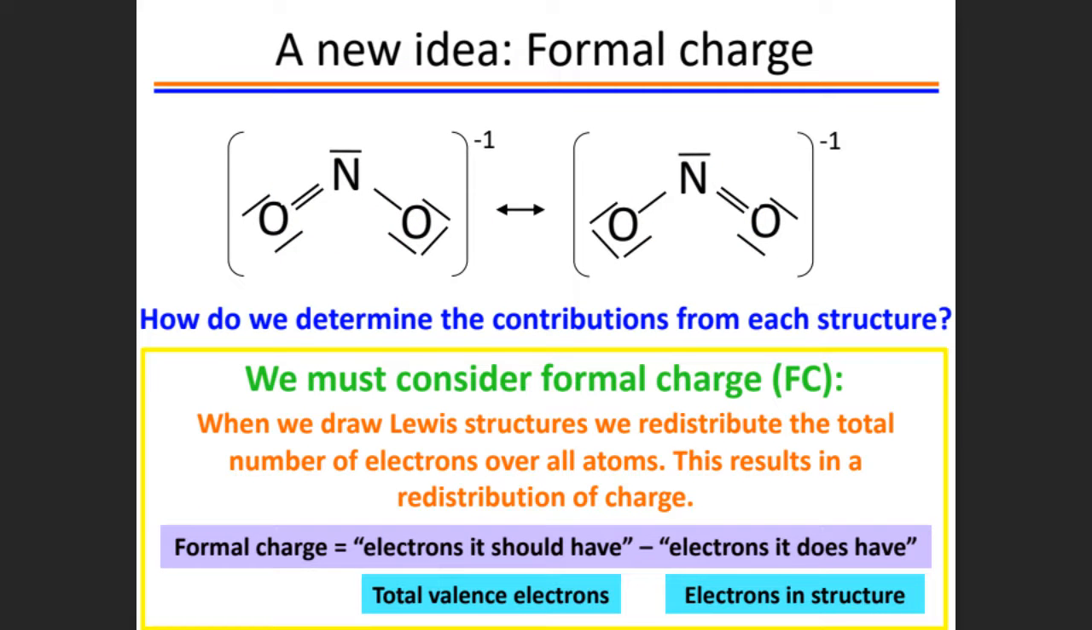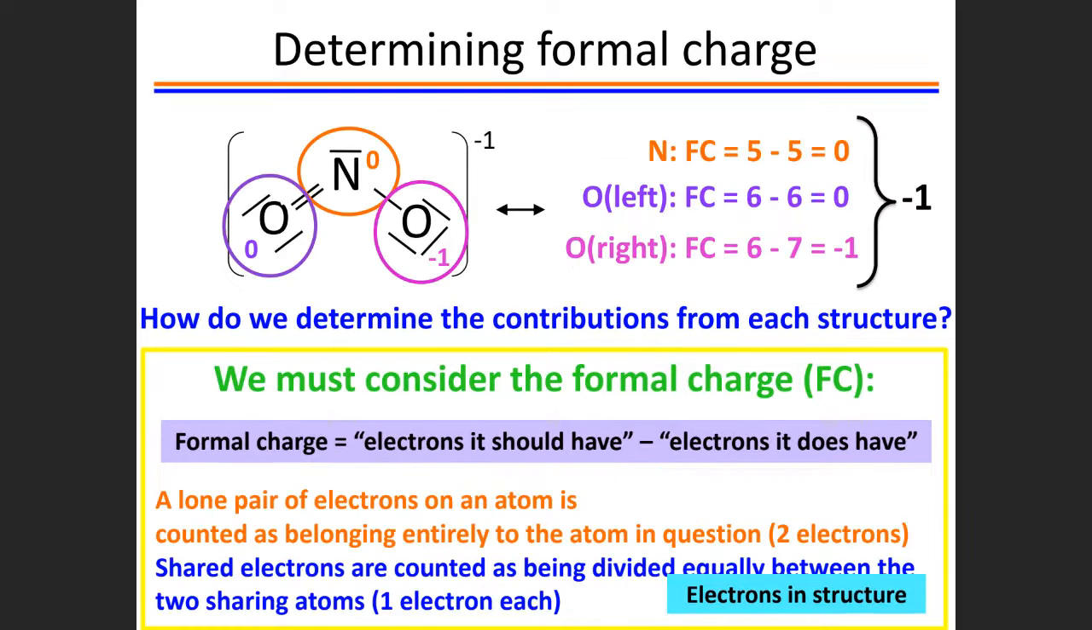When we draw a Lewis structure, we distribute the total number of electrons over all atoms. This results in a redistribution of the charge. So formal charge equals the electrons it should have minus the electrons it does have. That's why I'm telling you that 'does have' means the non-bonding one, and 'should have' means the valency, and also the bonding divided by 2. That's why I find this the easiest way to calculate than what you have here. So please remember and note down that we follow this. I didn't follow what is here because it is another way to find it.